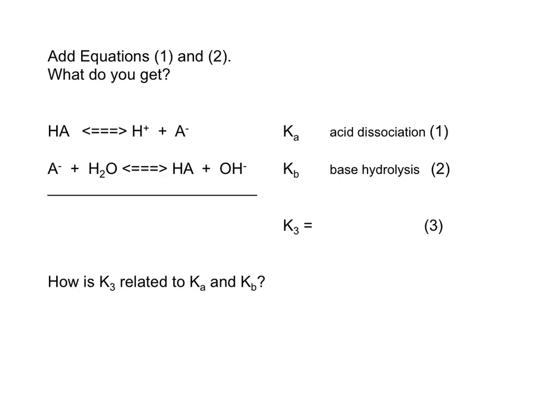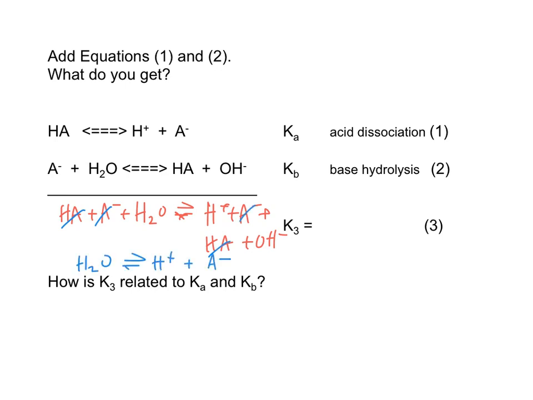Let's add the acid dissociation and base hydrolysis equations together. Stop the video and see what you get. So here's what you get. Note that HA and A minus are on each side of the equation, and we're left with the water dissociation reaction. And here's an equation to remember. Kw equals Ka times Kb.